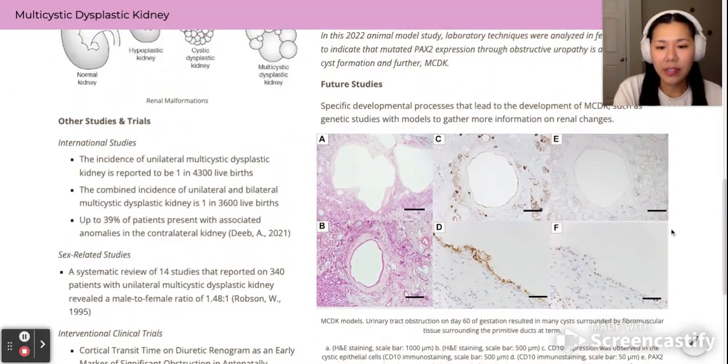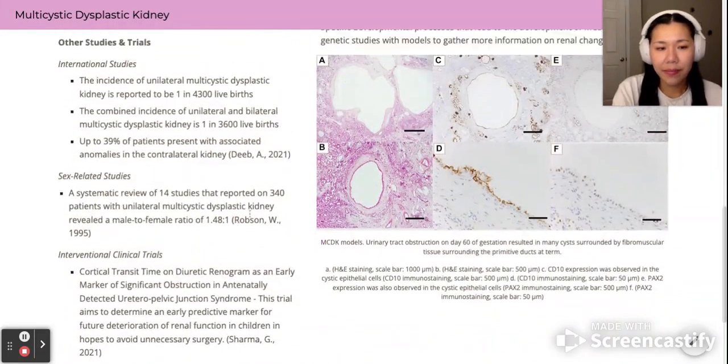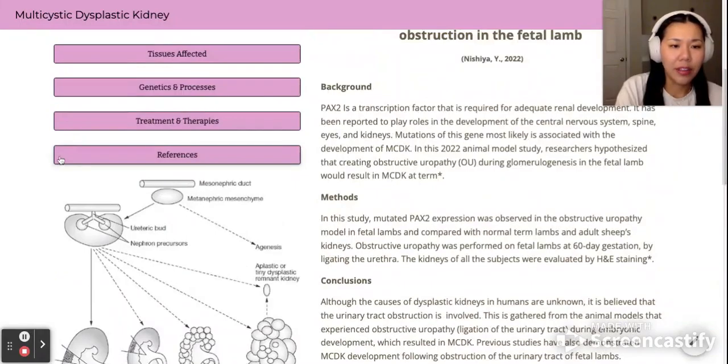And this is the image here in which we can see the urinary tract obstruction in the models that display the MCDK, resulting in many cysts surrounded by the fibromuscular tissues. This is the duct stirring term right here. We see all the cysts. Other than that, that is it.